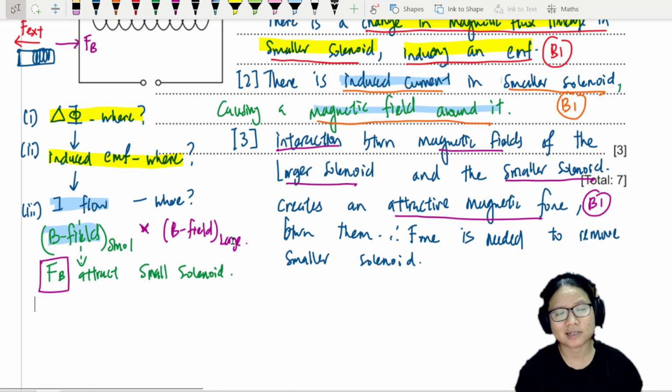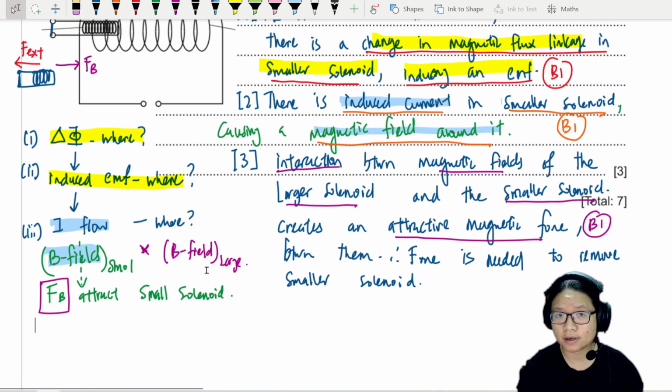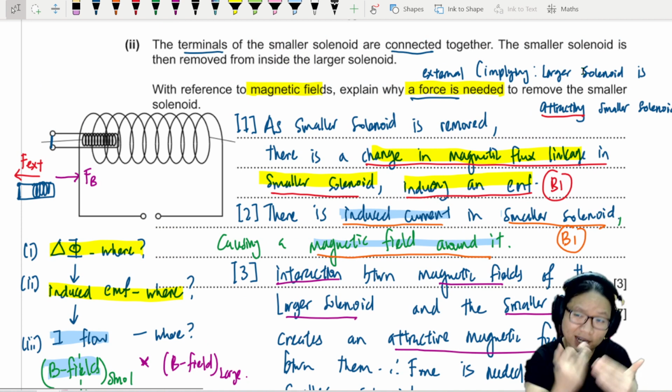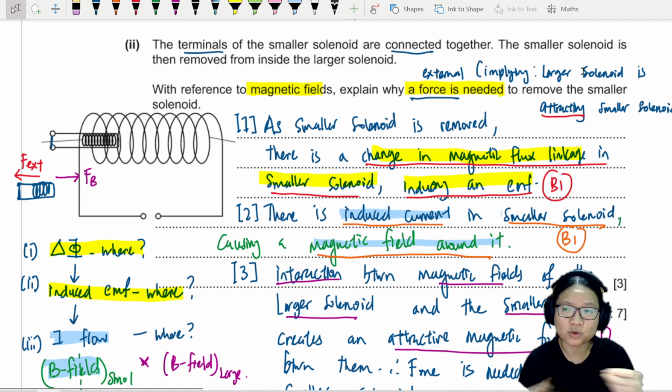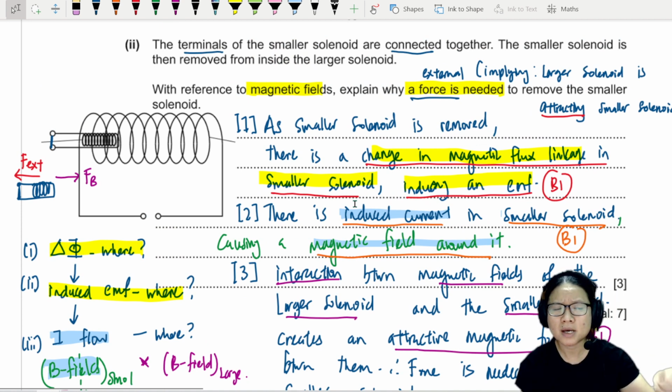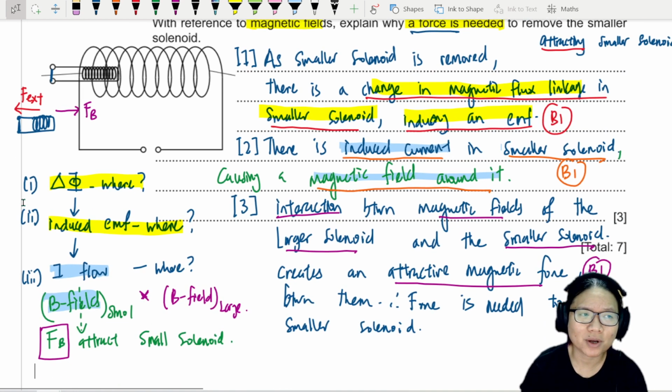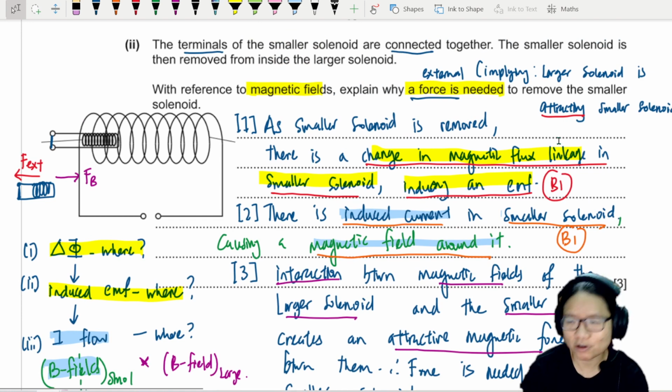Of course, in this case, the question is slightly easy because it actually tells you there is an attractive force. It tells you indirectly because it says a force is needed to remove the smaller solenoid, implying the larger solenoid is actually attracting the smaller solenoid. That's why you need an extra force to pull it out. But what if you don't know? What if you don't know? Well, there are a few ways to be very sure about this.